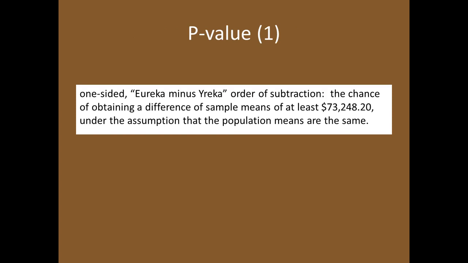If you use the Eureka minus Yreka order of subtraction, what you end up with for a p-value is the chance of obtaining a difference of sample means of at least $73,248.20, assuming that the two population means are the same. That would be the null hypothesis here, that mu1 equals mu2, or mu Eureka equals mu Yreka. I suppose if you use the other order of subtraction, everything's going to flip around, but you get something kind of awkward looking, so we'll stick with this order.